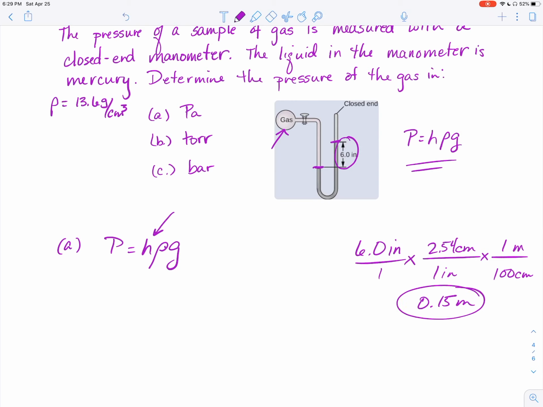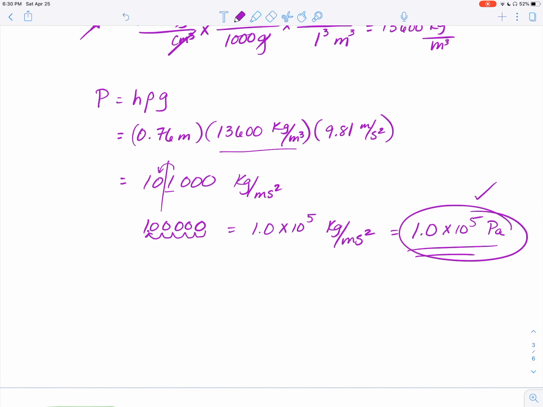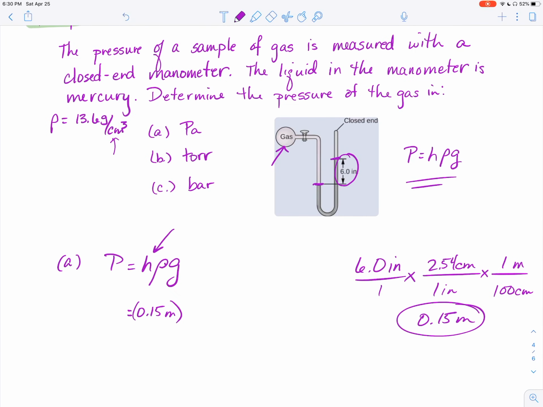So we can start plugging things in here. So we're going to 0.15 meters. We do have to change our unit of centimeters cubed into meters cubed for our density, but see, we did that in a previous problem. So we're still going to just use this value of 13,600 kilograms per meter cubed. And we also have the kilograms changed from grams. And then the gravity, 9.81 meters per second squared.